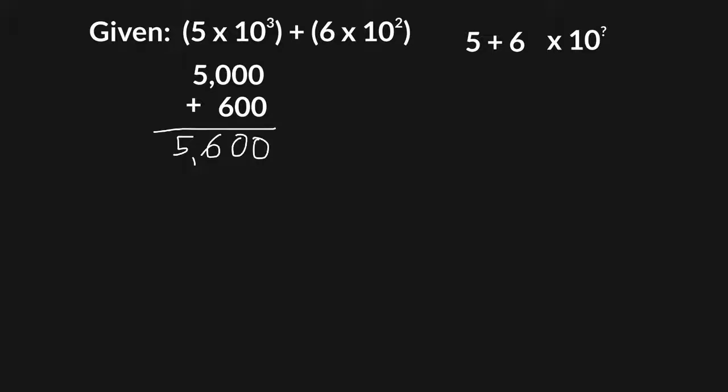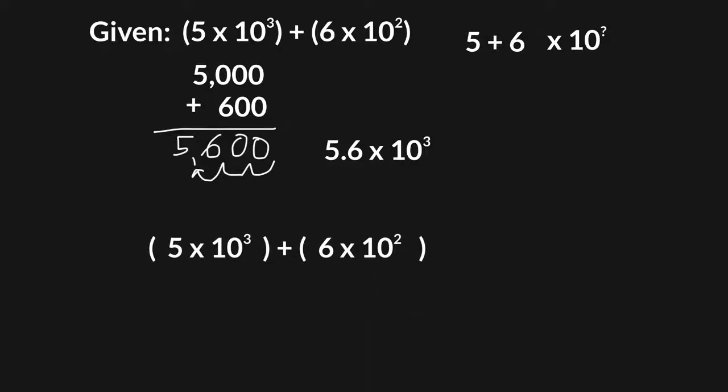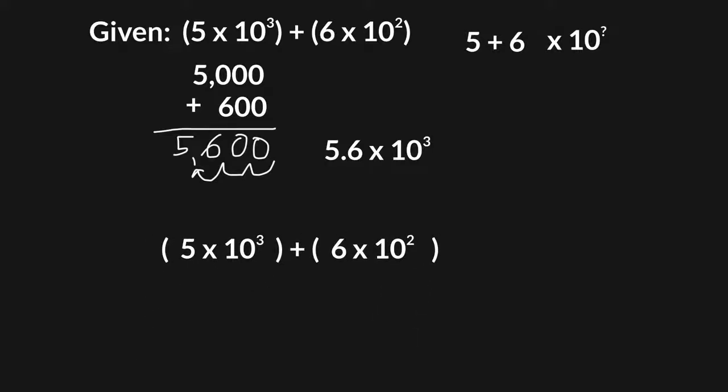Now, to convert that back to scientific, we would move the decimal over 1, 2, 3 place values. So we would end up with 5.6 times 10 to the 3. Now, the question becomes, how do we get from this to this without having to convert to the standard form?